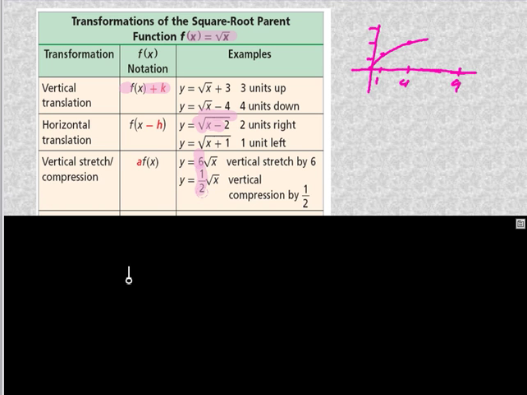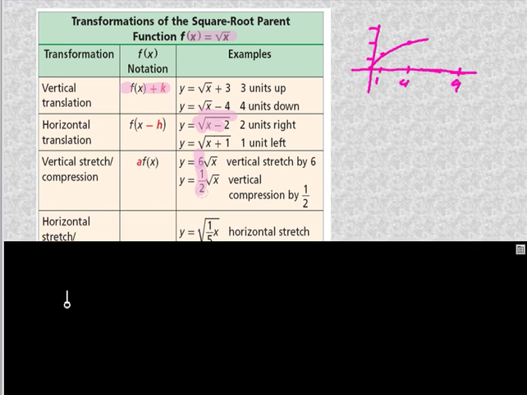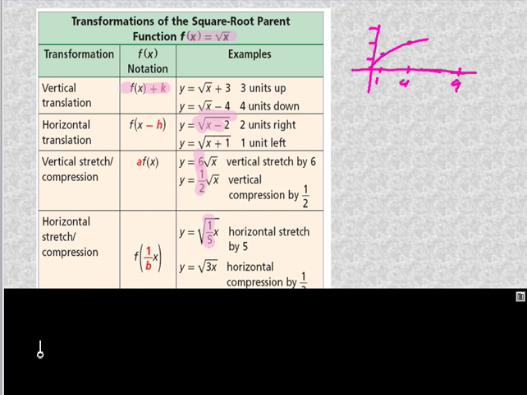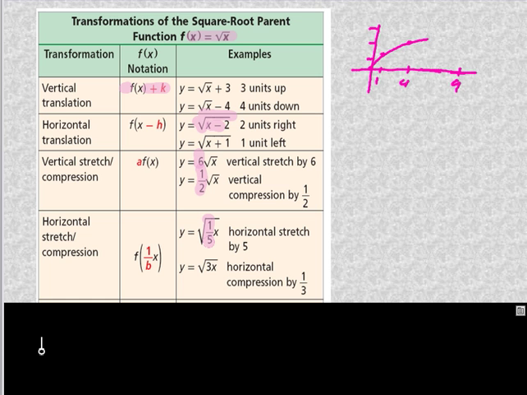And then likewise horizontal, inside the function, and it's the reciprocal. So this is a horizontal stretch of 5. Notice it's 1/5 inside the square root sign. These are the same rules that we've had all along, so hopefully it'll make it easy.